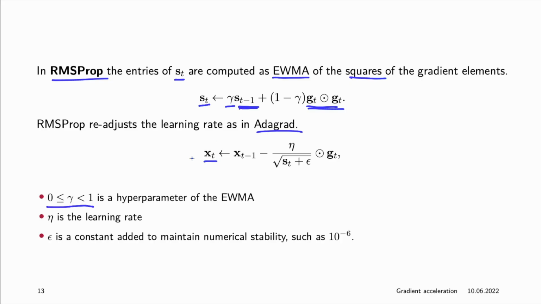And then RMSProp readjusts the learning rate as it's done in AdaGrad. So xt, our next parameter estimate, is computed as the previous xt minus 1 minus eta, the learning rate, divided by the square root of st, this exponentially weighted moving average of the squares of the gradient elements, plus epsilon, where epsilon is a small constant added to maintain numerical stability, times the gradient at time step t.